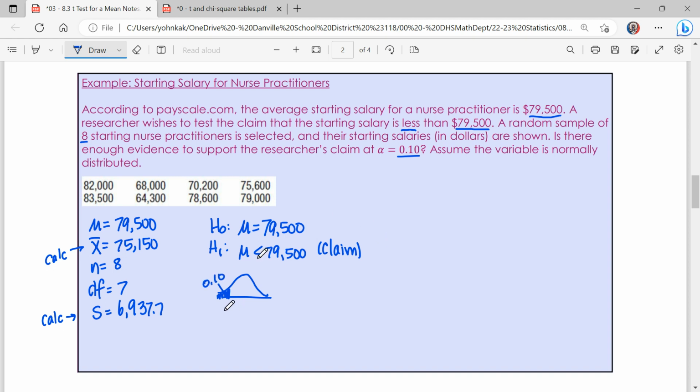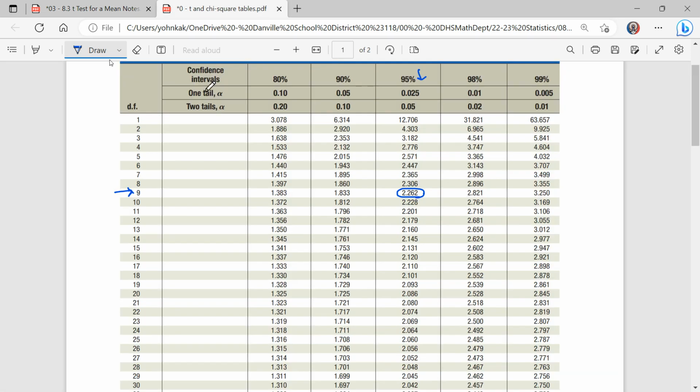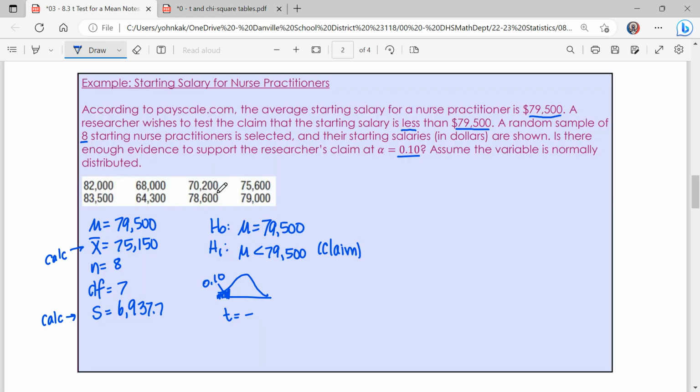Now we need to find our critical value. Because it's on the left-hand side, it's negative. So we have 7 degrees of freedom and 0.10 in one tail. 7 degrees of freedom, 0.10 in one tail gives me 1.415. So I'm going to make that negative 1.415.